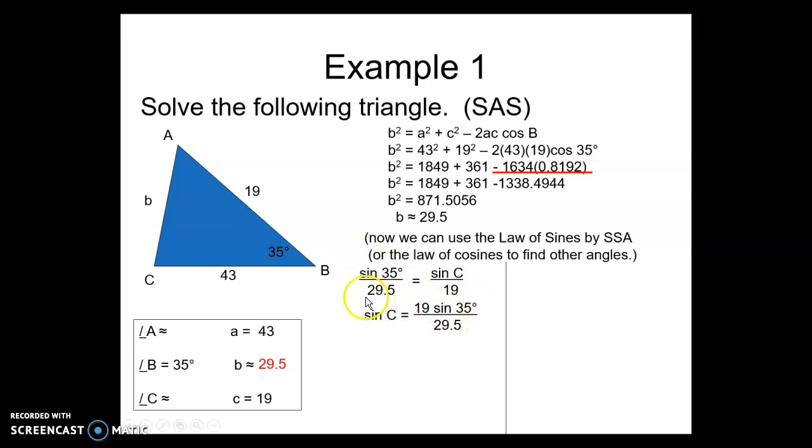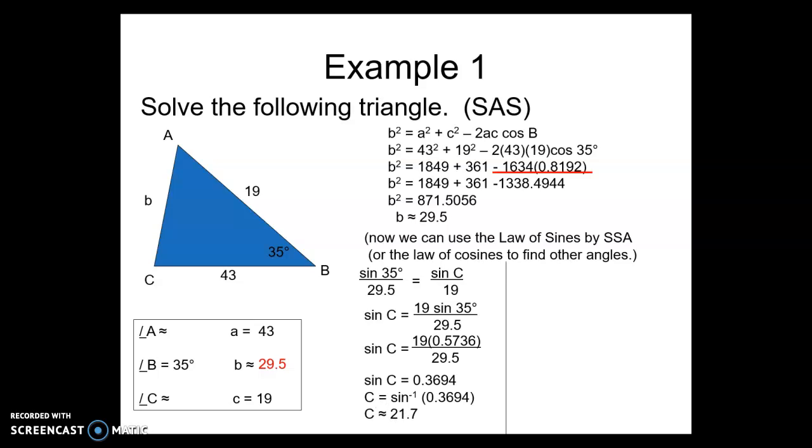19 times sine of 35 is the top, and then 29.5 times sine of C is the other side. So we then divided by 29.5, and that's how we got this. Plug it into your calculator, 4 decimals for accuracy's sake. And remember, at this point, you want to find the angle. So always to find an angle, you use inverse trig functions: inverse sine of 0.3694 to get the angle.